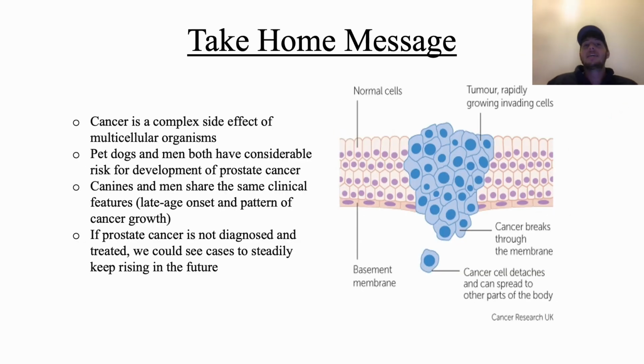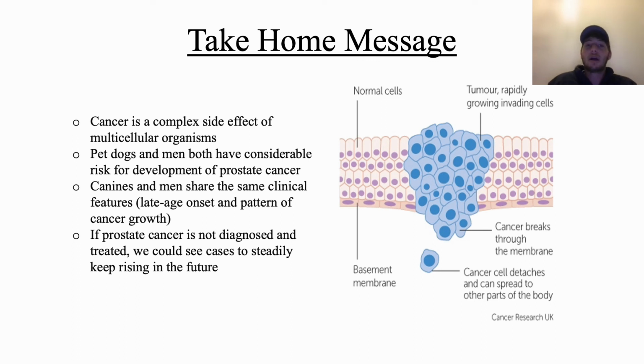Lastly, what I want you to take home from this entire experiment and from my experimental study that I have explained: cancer is a complex side effect of multicellular organisms. We've probably known somebody who has had cancer at some time in their lifetime. So it is bound to happen. Cancer will always be with us. And this is just something that we're going to have to deal with. It's a complex side effect of us, multicellular organisms.